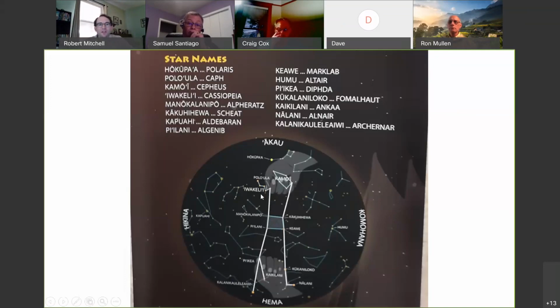and Cepheus, Polaula and Kamoi, and down to, let's see, this is Fomalhaut, what we call Fomalhaut, and this is the constellation Grus, and then the other one goes down to what we call the constellation Phoenix, and this is the star Achernar at the tail end of Eridanus the River with the name of Kalanika Uleleaiwi.